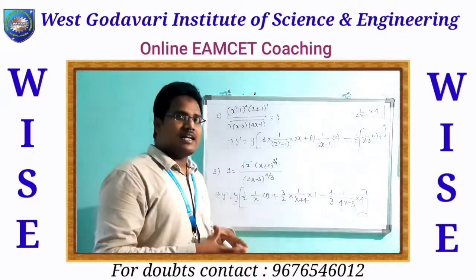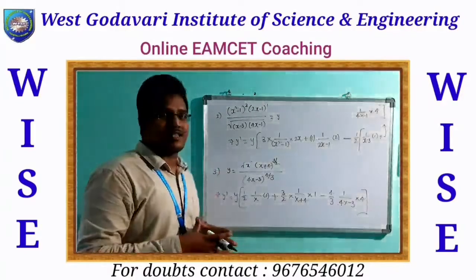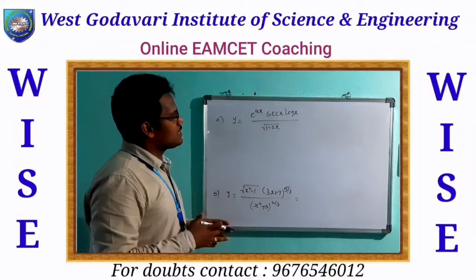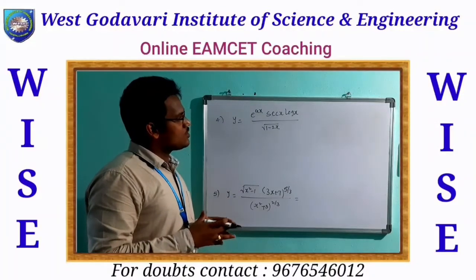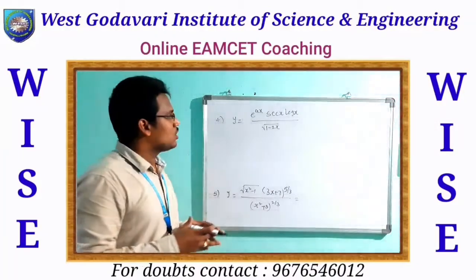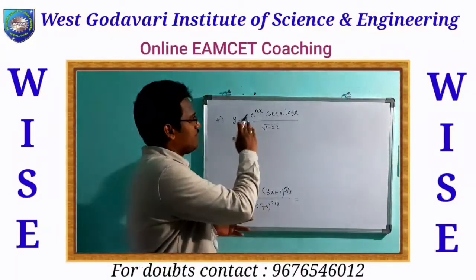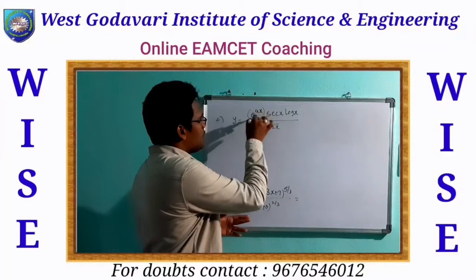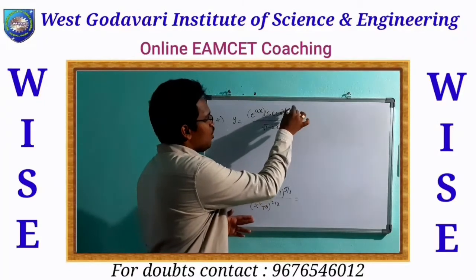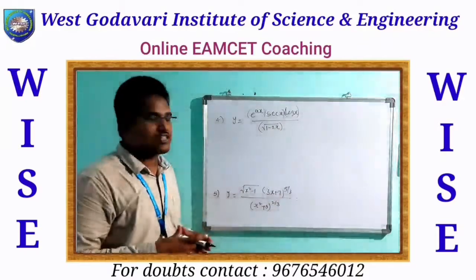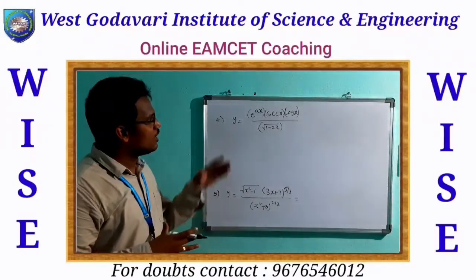Now see another question regarding this concept. So now see the next question. y is equal to e power x into secant x into log x by square root of 1 minus 2x. Now each and every term is a different term. So the individual terms are e power x, secant x and log x, and square root of 1 minus 2x. There are 4 individual terms in y.